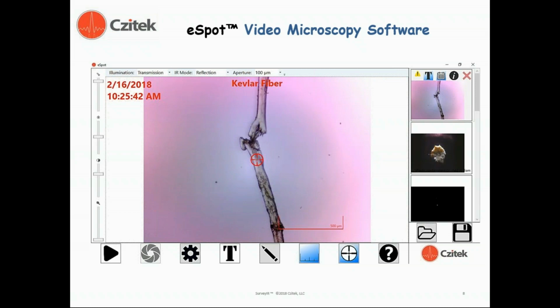With Surveyor, we employ integrated video microscopy software that we call eSpot, and this allows us to control some of the features of the system, including the targeting aperture dimension, which you see in the graphic. So this is a 100 micron aperture on a Kevlar fiber, which is viewed in transmitted light illumination in this case. We also can control our infrared modes, and analyze and document our images and save them to disk as either a TIFF or a JPEG file.